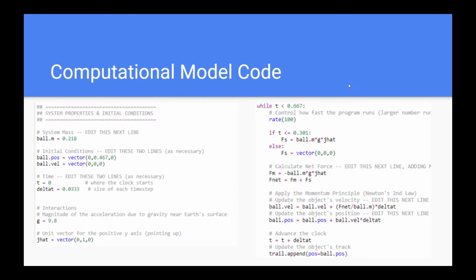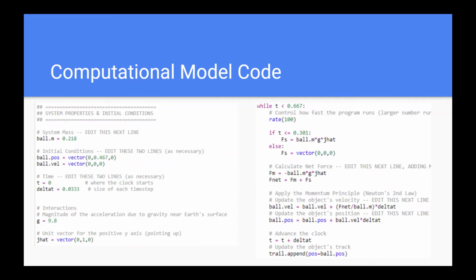Here's the code for the computational model. The ball, or the system mass, has an initial mass of 0.218 kilograms. This is an estimated mass. And then it has an initial position of 0.467 meters in the y direction. Delta t was altered to match the time step of the video. And then if we move over to the right side of the code, the whole thing lasted 0.667 seconds.